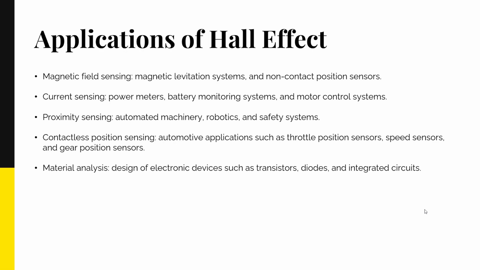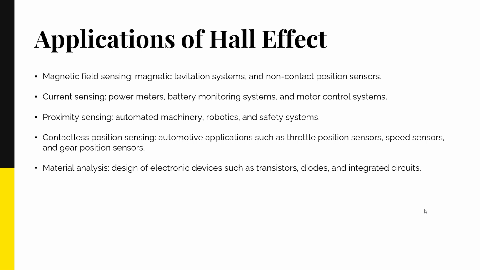Now, the applications of the Hall effect. First, magnetic field sensing. The Hall effect is commonly used in magnetic field sensors to measure the strength and direction of magnetic fields, which are widely used in various applications such as compasses, magnetic levitation systems, and non-contact position sensors.